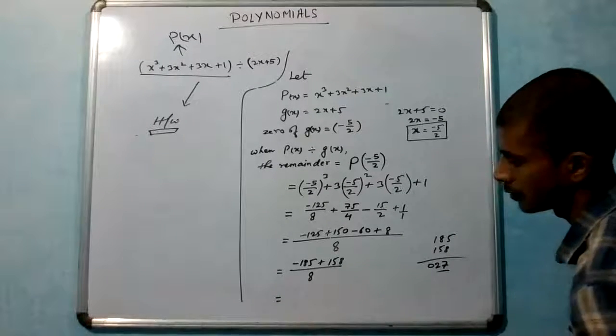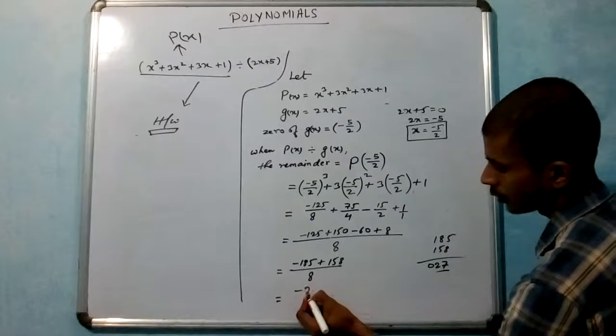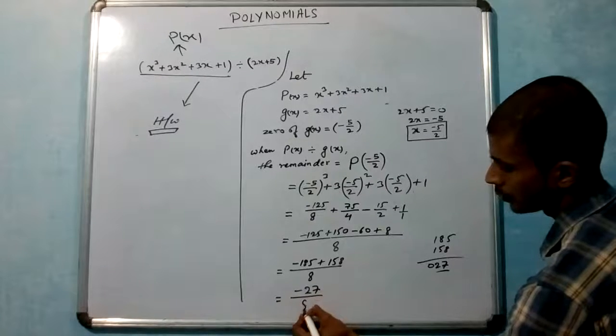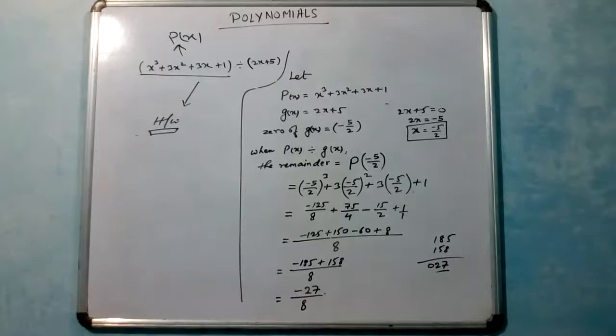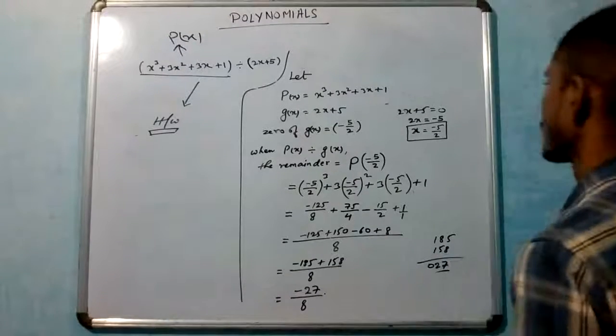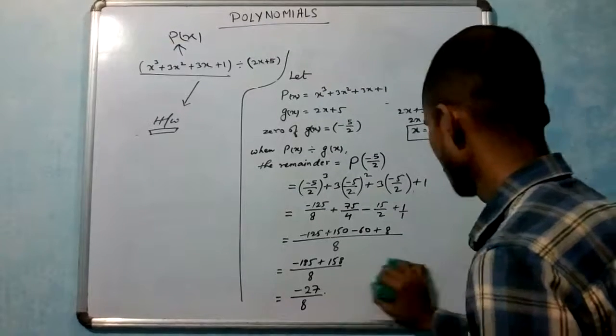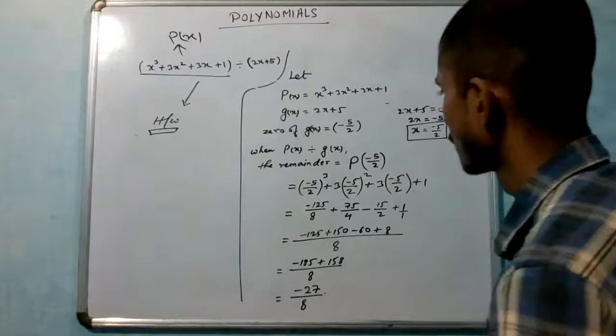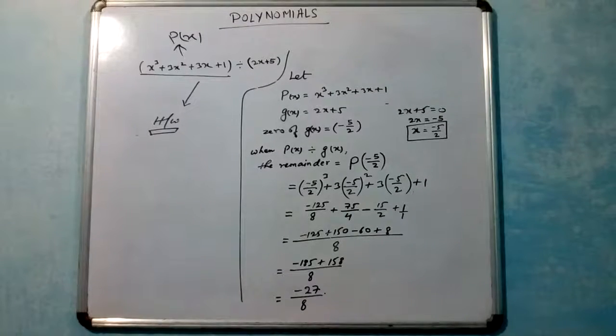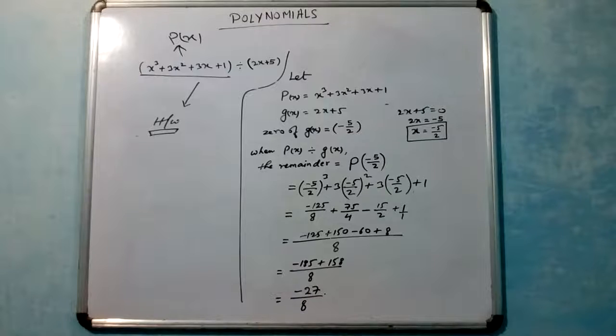27 by 8 minus 27, no. So check at the back, exercise 2.3, whether the answer is correct or not. 2.3 first sum, fifth one.